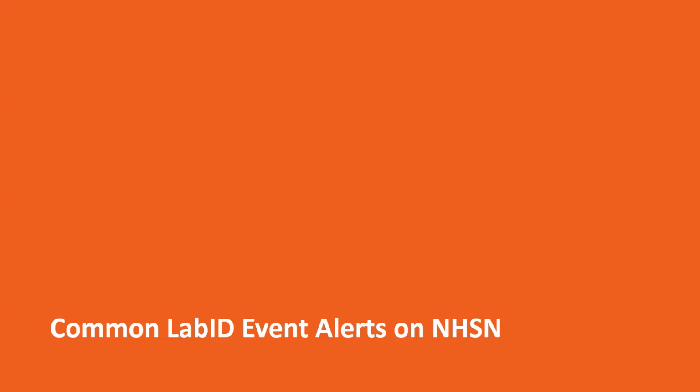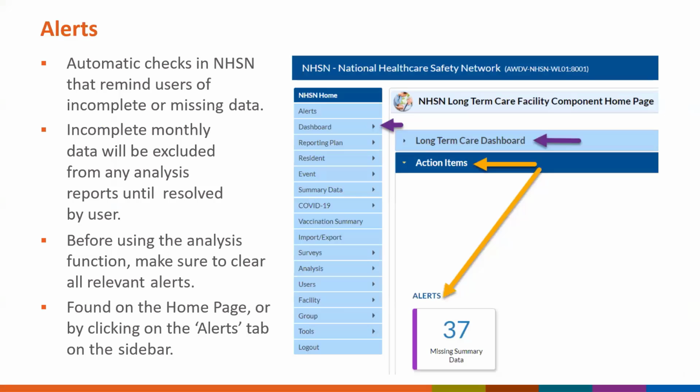Now we will cover some common alerts that may appear due to incomplete or missing data in the NHSN application. Alerts are an easy way to begin conducting data quality checks in NHSN. They are generated from monthly reporting plans, and they inform users of incomplete or missing data within the application. It is important for facilities to resolve all alerts for each month, especially prior to using the analysis function in NHSN. Users have several options for identifying and resolving the alerts.